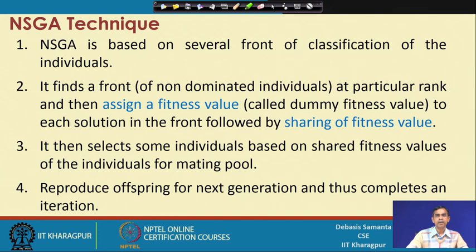First, we have already mentioned that it is based on the classification of the several fronts that can be there in the set of solutions, and it finds a front at a particular rank and then assigns a fitness value. So, we know exactly how to decide the rank of a solution. This is done by following the non-dominated sorting technique.